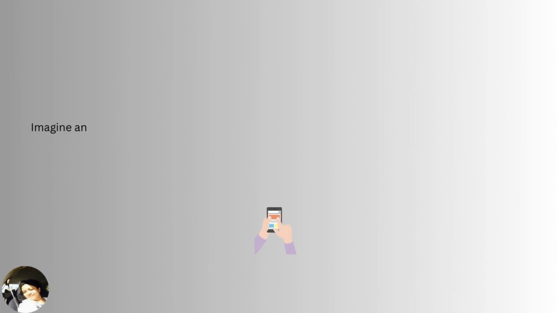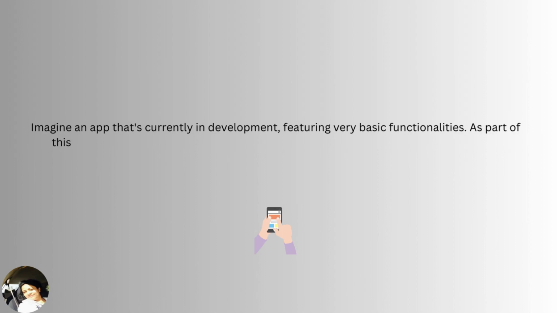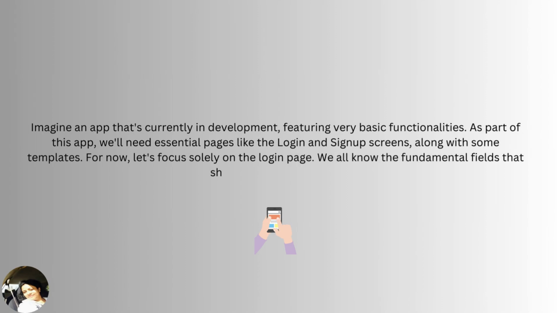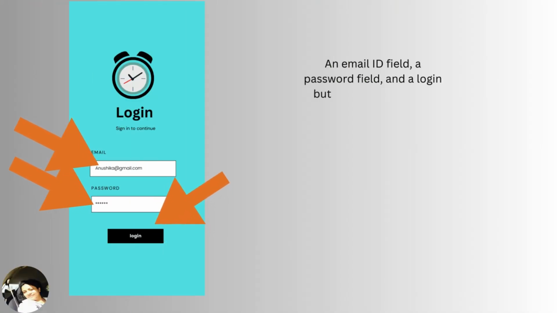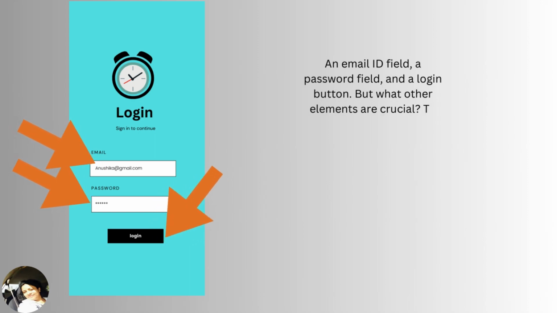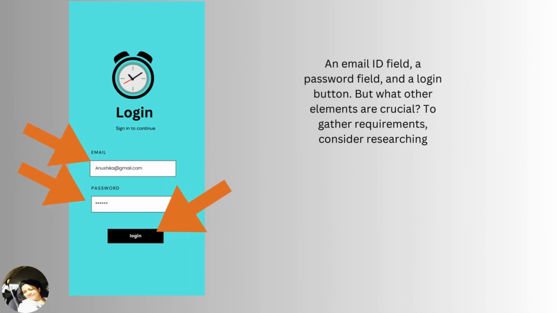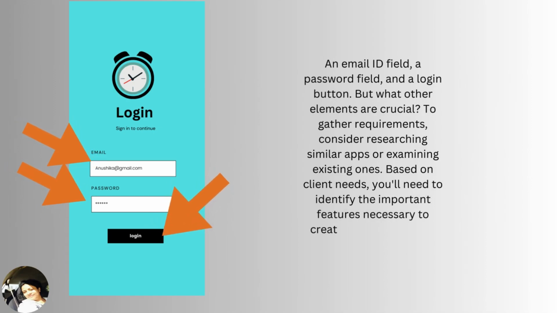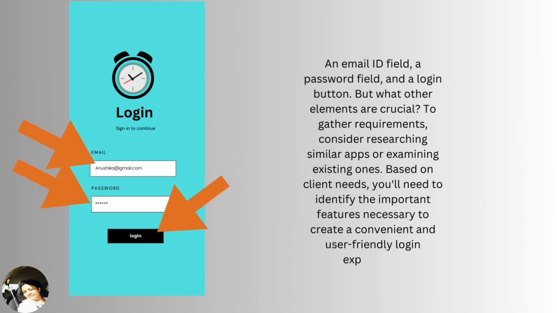Imagine an app that's currently in development, featuring very basic functionalities. As part of this app, we will need essential pages like the login and sign up screens along with some templates, right? For now, let's focus solely on the login page. We all know the fundamental fields that should be present there: an email ID field, a password field, and a login button. But what other elements are crucial? To gather requirements, consider researching similar apps or examine existing ones. Based on client needs, you will need to identify the important features necessary to create a convenient and user friendly login experience.